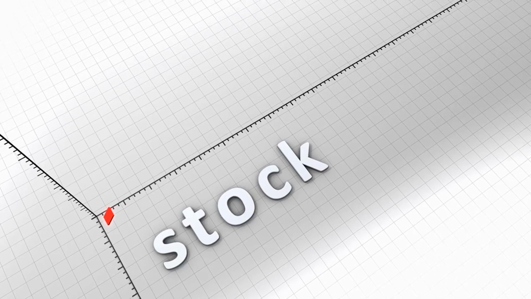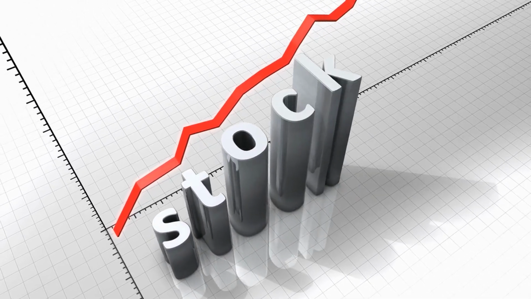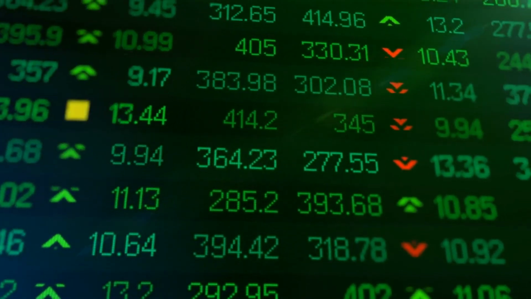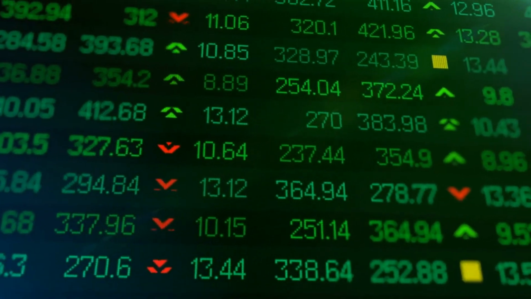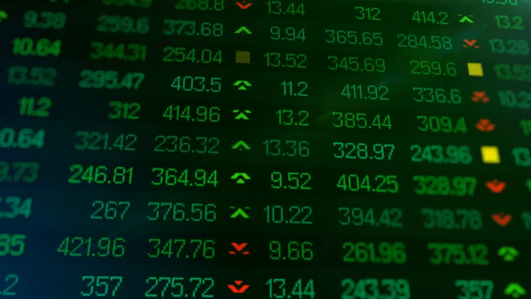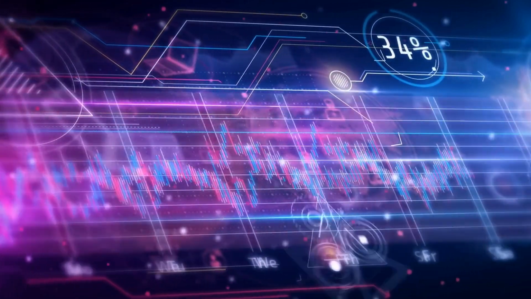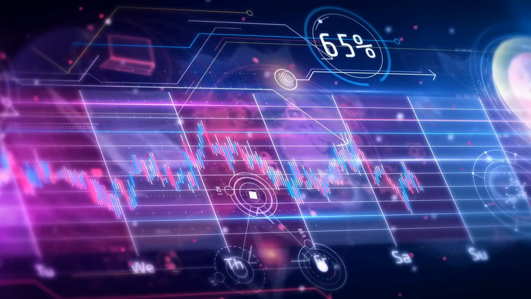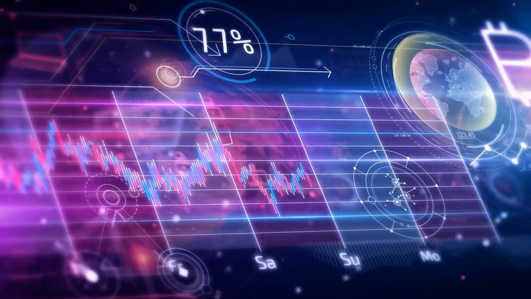Theta. Theta measures the sensitivity of an option's price to the passage of time. A call option with a theta of minus 0.05, for example, will lose approximately 5 cents in value per day as it approaches expiration. A put option with a theta of minus 0.05, on the other hand, will gain approximately 5 cents in value per day as it approaches expiration.